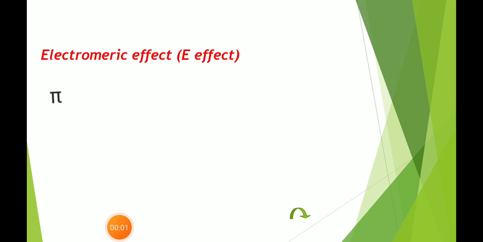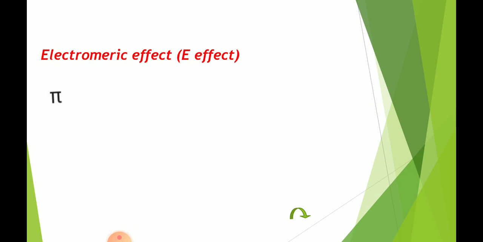Hello students. So today in this class we study about the electromeric effect. In the previous classes we studied about the inductive effect and resonance effects. So inductive effect and resonance effects are possible only if the organic molecule contains any particular group or atom, means electron withdrawing group or electron donating group. Only then are inductive effect and resonance effects possible.